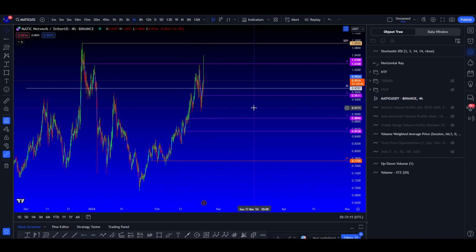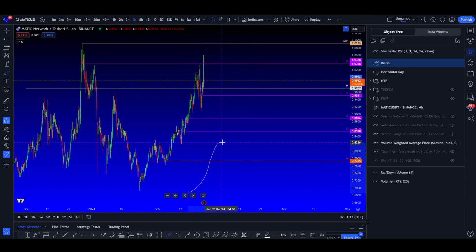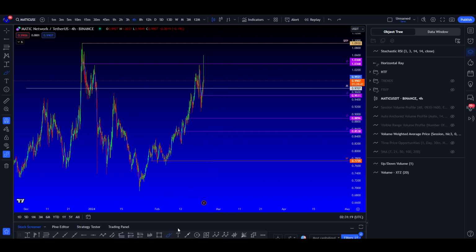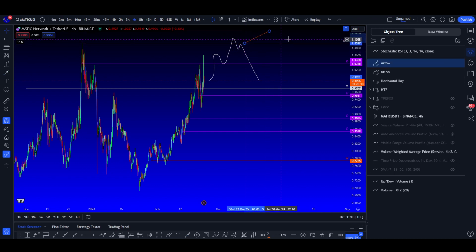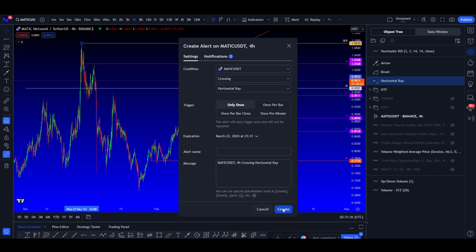Okay, so maybe we might get a push to the upside, turn this into support, tap this, grab some liquidity, and come back in. And then that's when it would be nice to enter a short trade right there. So we're going to leave that. I'm also going to put an alert on that level too as well.